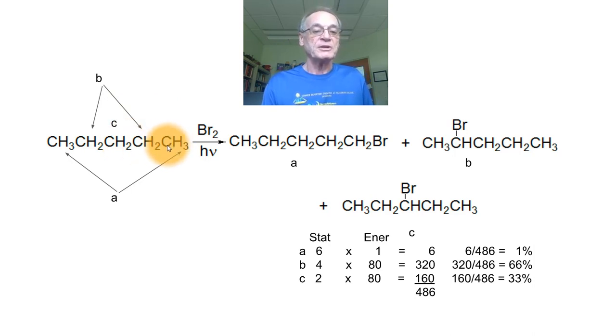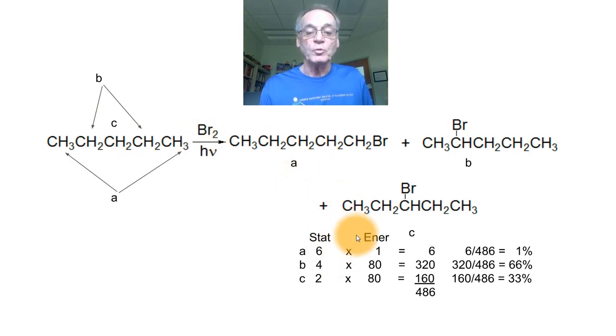Again, we saw that there are three kinds of hydrogens here, the 6 on the end, the 2 on these CH2 groups, and then the CH2 in the middle, so A, B, and C. Here's product A, here's product B, here's product C. Again, statistical factor is going to be 6 to 4 to 2, because there are 6 hydrogens of type A, 4 hydrogens of type B, and 2 hydrogens of type C, so 6 to 4 to 2.